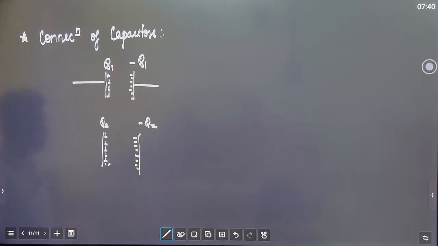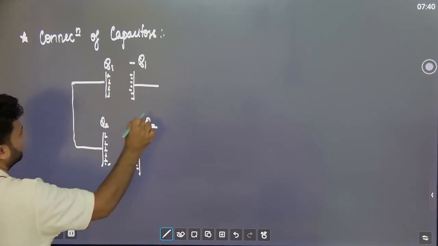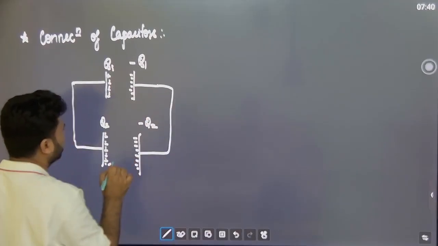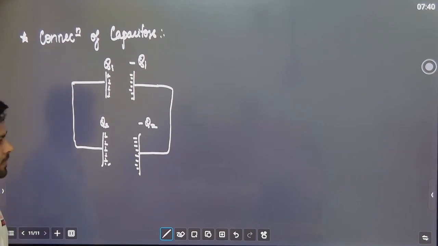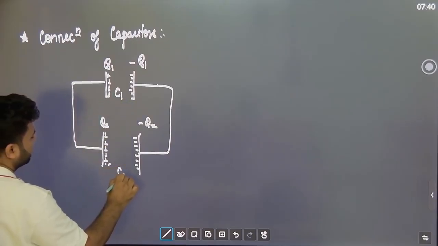Now what you do? You connect them. And how you connect? Positive, positive you connect together. Negative, negative you connect together. This capacitance value was C1. This capacitance value was C2.